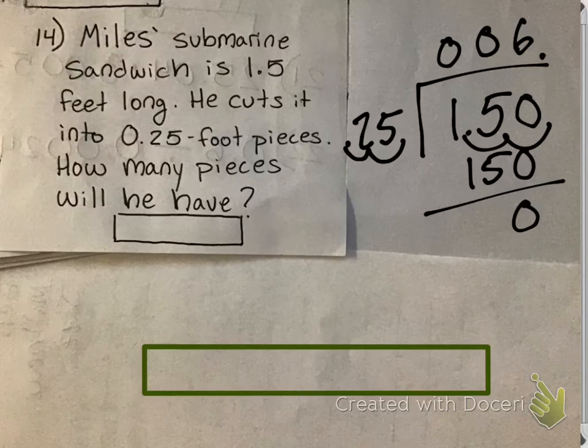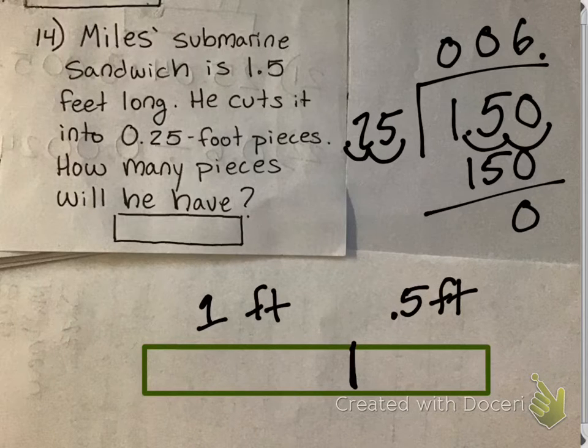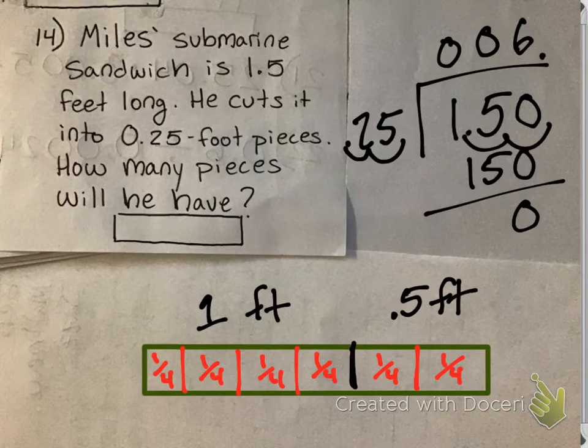Here's the 3rd grade way we can do it. We know that this is 1 foot, and this is 0.5 feet. We want to cut it in 0.25 feet, which means we want to cut it in fourths. It would be like this. We cut it into fourths. 1/4, 1/4, 1/4, 1/4. And we get 6 pieces. So there's 2 ways to do that. I highly recommend the 6th grade way now that we're in 6th grade.